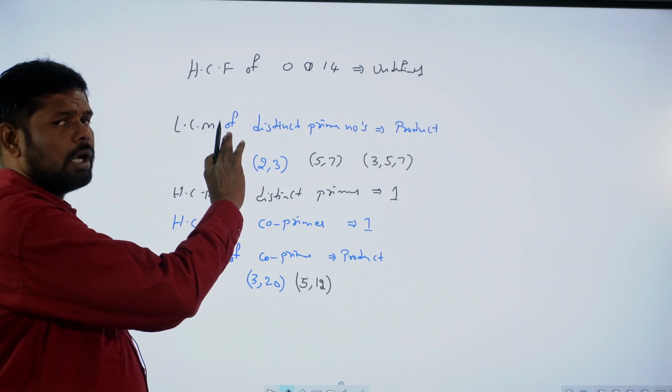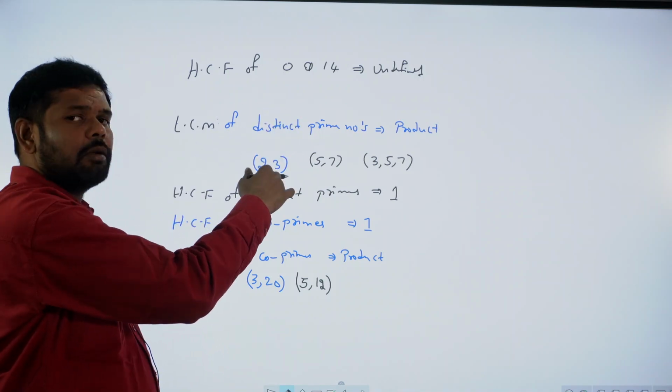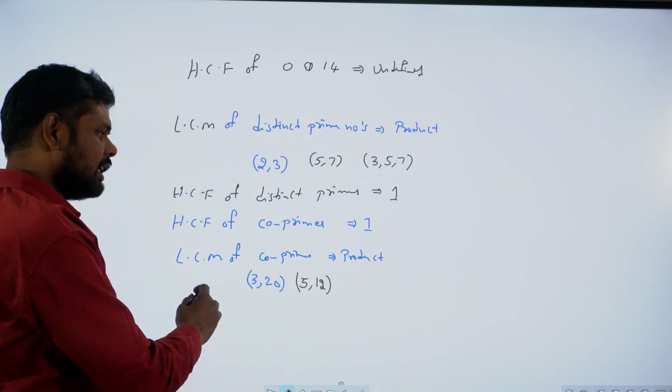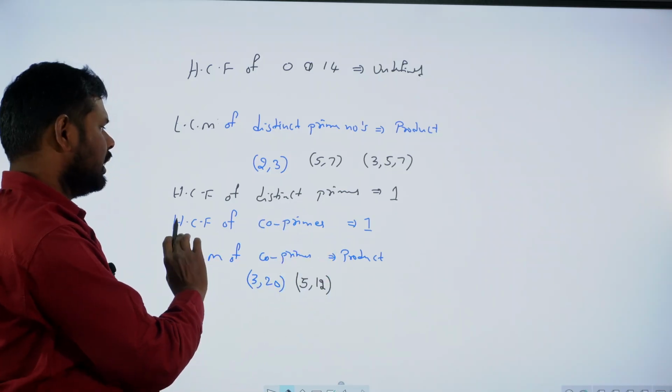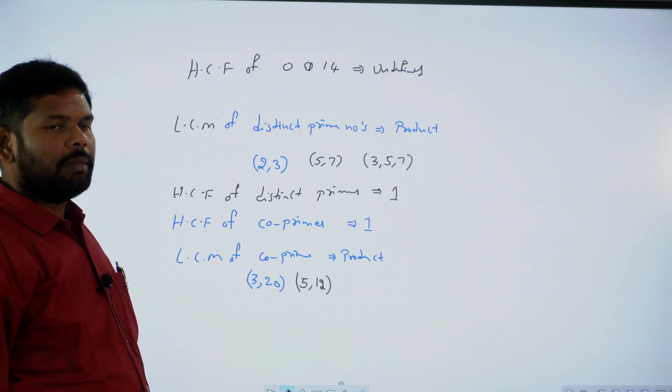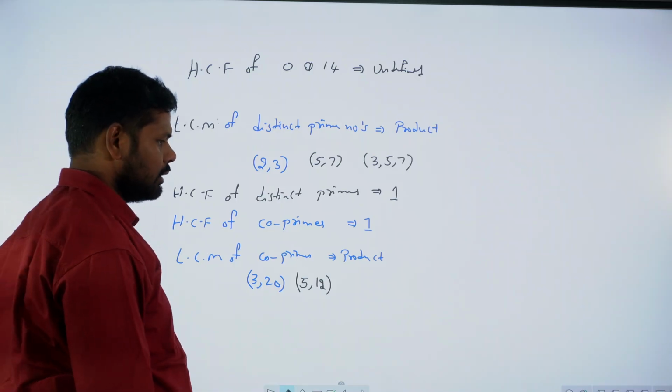HCF of 0 and any number is undefined. LCM of distinct prime numbers is equal to their product. LCM of coprimes is equal to their product. HCF of coprimes is equal to 1. HCF of distinct prime numbers is equal to 1. This can be helpful for statement type problems, where some questions give statements and ask which of the above is true.